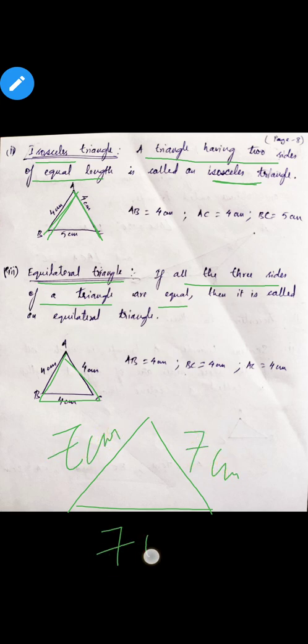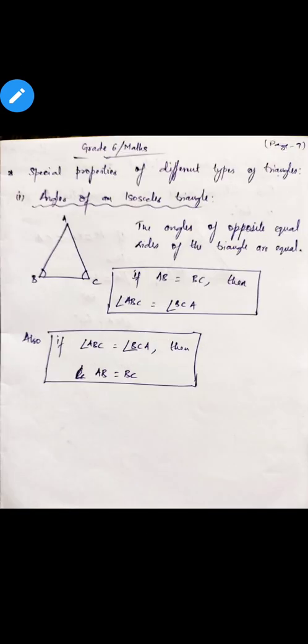So in an equilateral triangle all the sides are equal. And there are two special properties of angles. The first one is for an isosceles triangle. Angles of an isosceles triangle: we know that in an isosceles triangle two sides are equal, right? We learned this just now. And the opposite angles are equal.